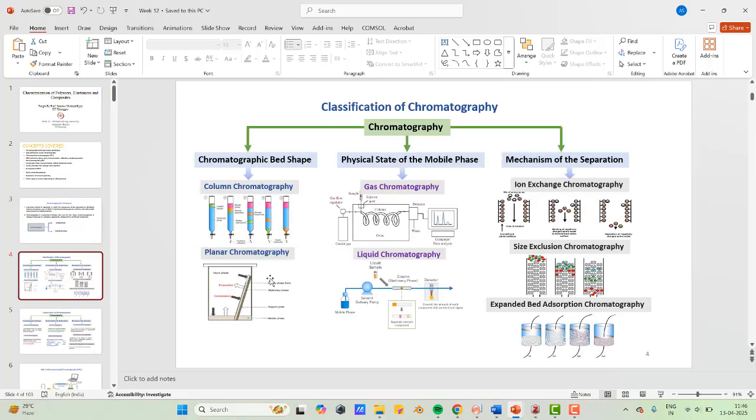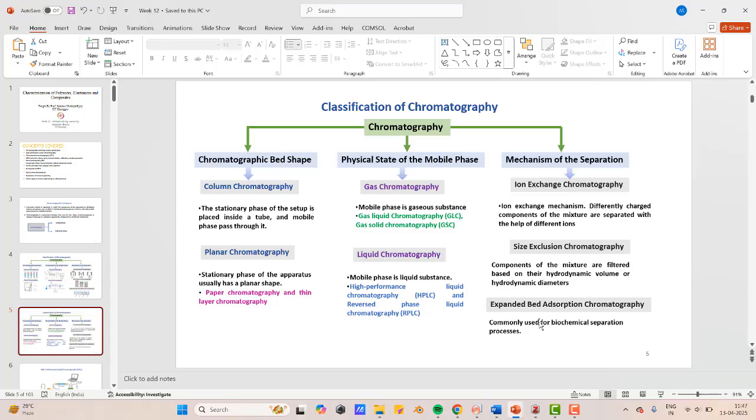But we have different, more sophisticated techniques also, like column chromatography, then paper chromatography, gas chromatography, and liquid chromatography. Then on the basis of the mechanism of separation, we have ion exchange chromatography, size exclusion chromatography, and expanded bed absorption chromatography. As I told you, we have a stationary phase and a mobile phase.